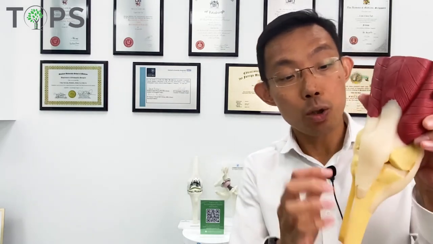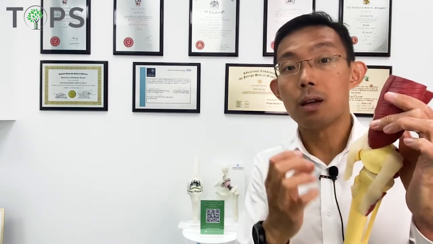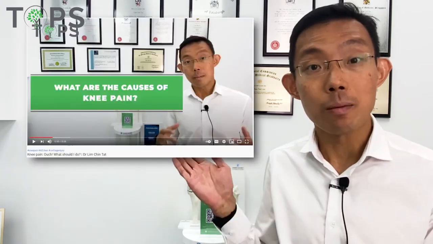Meniscus is a very important structure in the knee. It serves as a cushion between the thigh bone as well as the calf bone. It acts to absorb the stress in the knee every time we step, every time we jump. It's also one of the most common causes of knee pain. If you are interested, please feel free to check out my talk on knee pain.